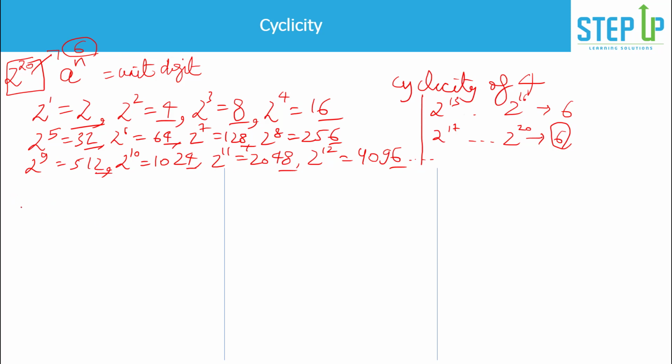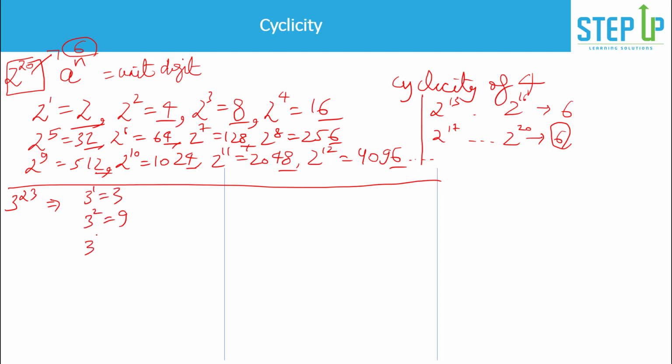Now, if somebody asks you, let's look at other numbers. If somebody says, what is 3 to the power 23? So how can we do that? We will say, okay, let's observe the pattern. So 3 to the power 1 is 3, 3 to the power 2 is 9, 3 to the power 3 is 27, 3 to the power 4 is 81. Now again, the moment you get 1, the cycle will start again. That means cyclicity of 4 itself, because 3 to the power 5, if you actually do, this is 243.